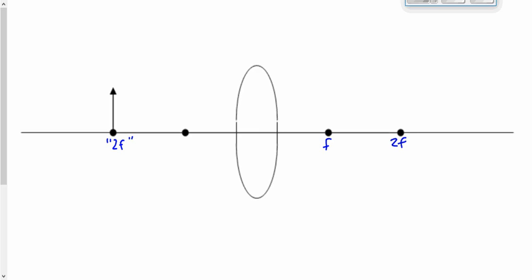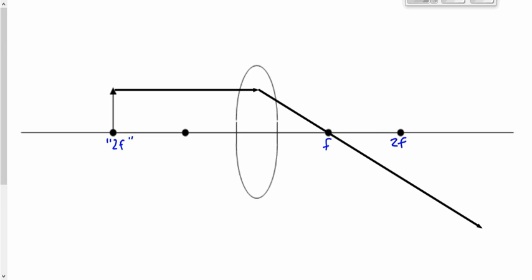We're going to reflect it off of the top of the object parallel to the principal axis. And then where does it go from there? It's parallel to the principal axis. It's going to go down through the focal point every single time. Second ray, where is it going to go? Down through the optical center again.